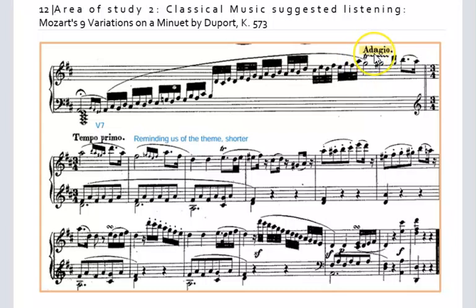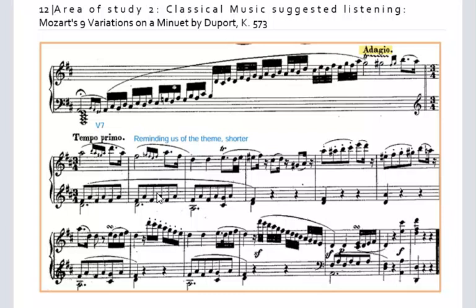And it ends with a trill marked adagio, and then back to the tempo primo, reminding us of the theme there, and it's shorter in this case. And I want you to listen to quite a few recordings where you see the piano players playing this, and also ones with sheet music.